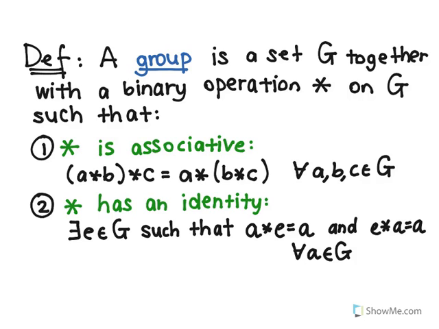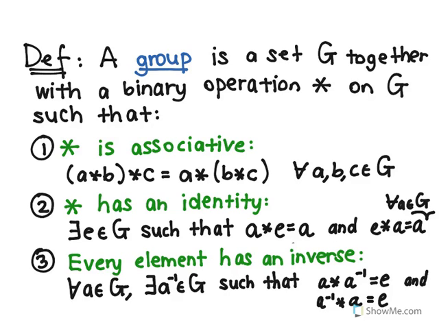The second axiom I'll require is that star has what's called an identity element. What that means is that there exists some element, which I'm going to denote by E, and if I were to combine it with anything else under the binary operation, it wouldn't do anything. I'd get back the thing I started with. In symbols, if I do A star E, I'll just get A back. And if I do E star A, I'll still get A back. And that's true regardless of which A I started with.